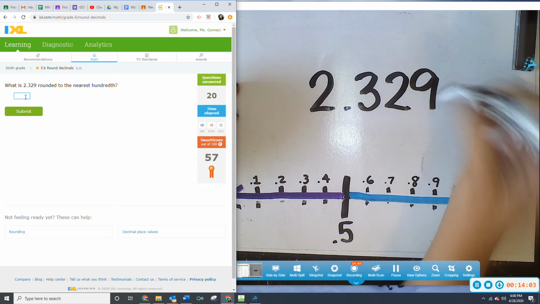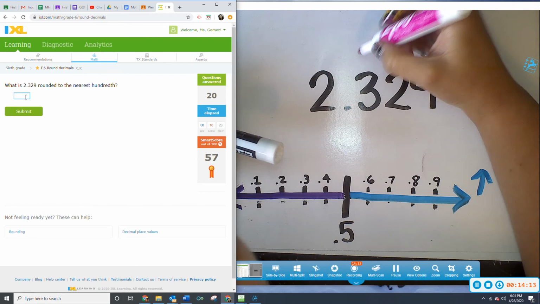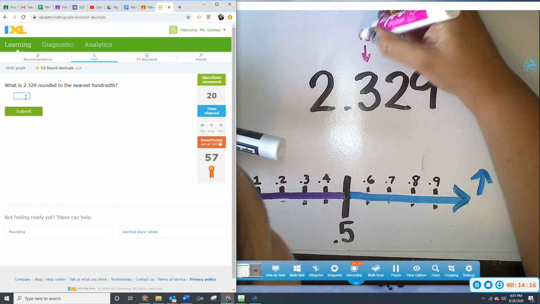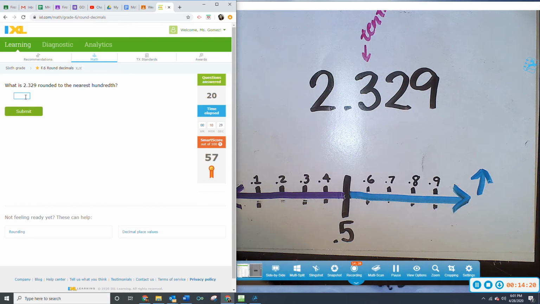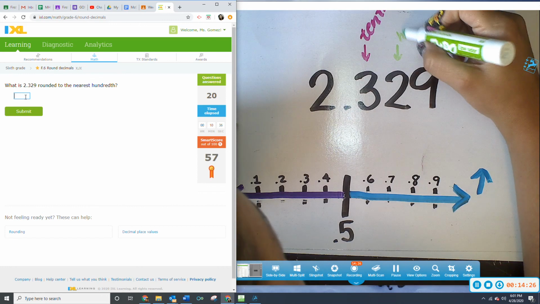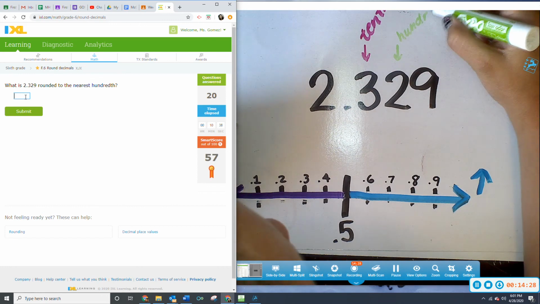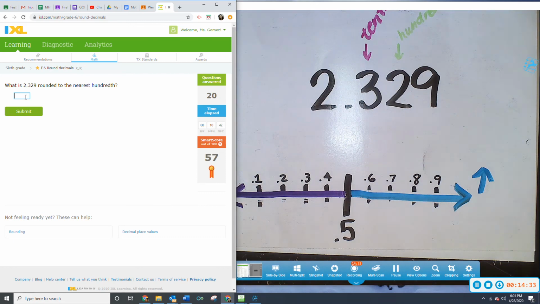Now I wanted to get to some of the more difficult problems because here I have 2.329, and it's asking for the nearest hundredth place. Now, do recall, here we have our tenths, followed by our hundredths. Ooh, here we go. Oh, I had to scooch that down. Sorry about that.